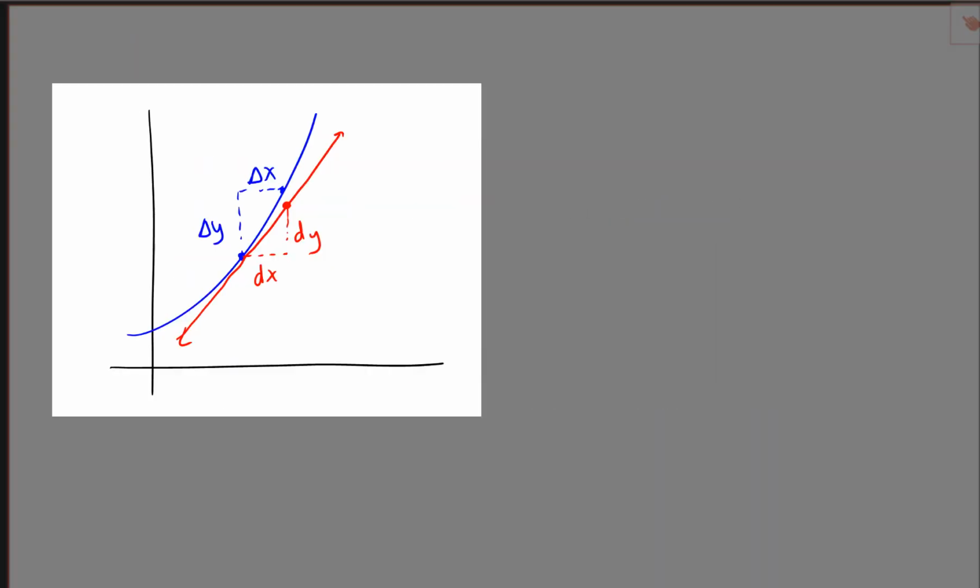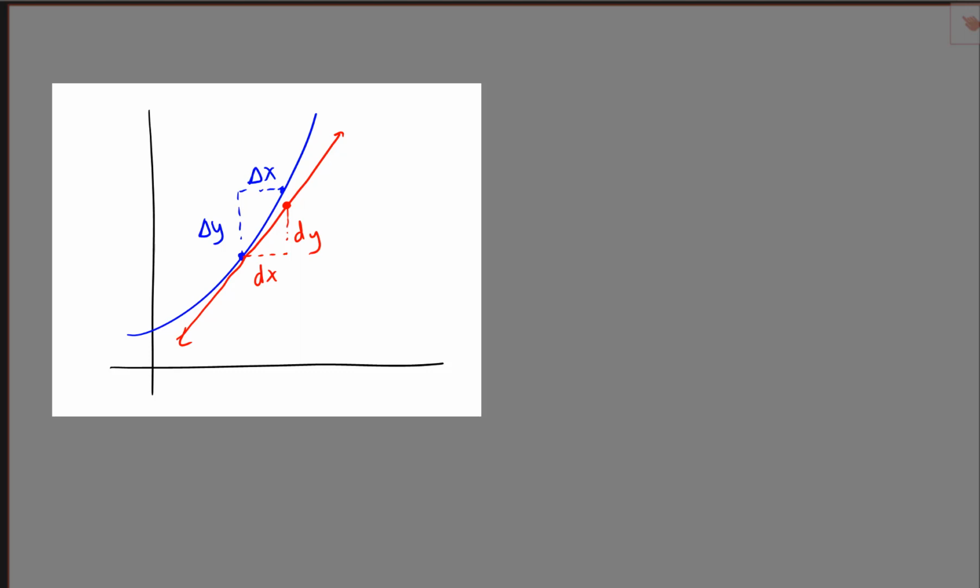Back in Calc 1 again, we learned that if we had a function, that's what I have in blue there, to get from one point to another, you had delta y and delta x, the change in y and the change in x. If you had a tangent line at a particular point, then the slope of that tangent line was dy/dx, meaning a small change in y was dy and a small change in x was dx. If we make our dx the same as our delta x, we can see that our dy value is not exactly the same as our delta y value, but it's pretty close nonetheless, as long as our dx is not very large. So we can use dy as a means of approximating delta y.